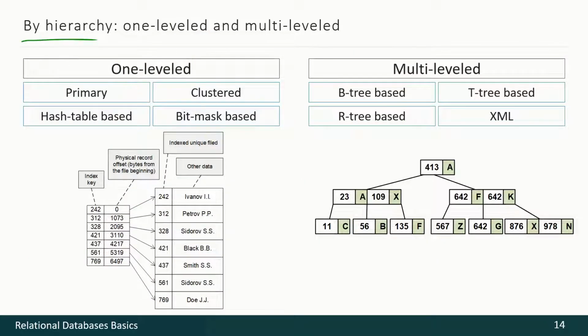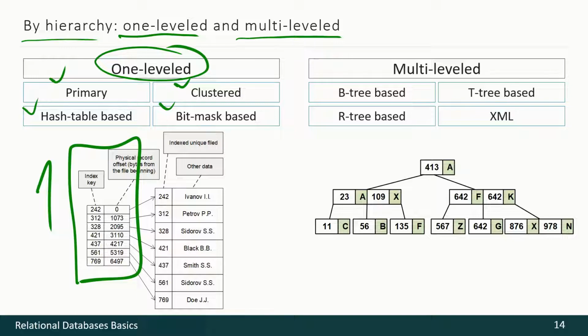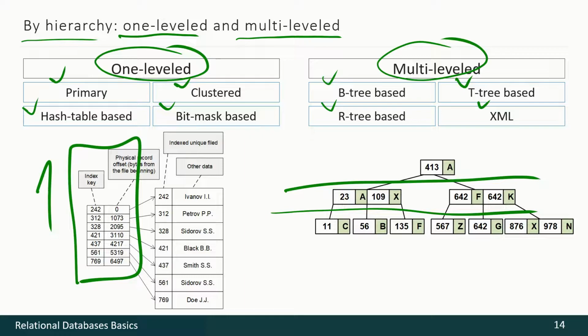By hierarchy, there may be one-leveled and multi-leveled indexes. One-leveled indexes include primary, hash table-based indexes, clustered, bit mask-based indexes, and so on. So you see one level here only. With multi-leveled indexes, such as B-tree-based, R-tree-based, T-tree-based, XML indexes, we have several levels here. So this is level 1, this is level 2, this is level 3, and there may be a lot more levels. It also depends on the implementation and on DBMS capabilities.